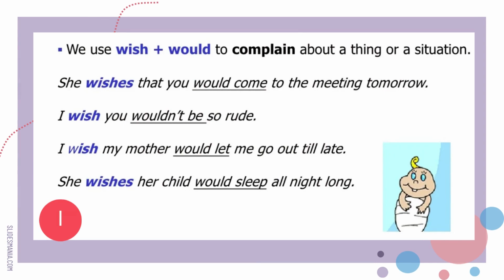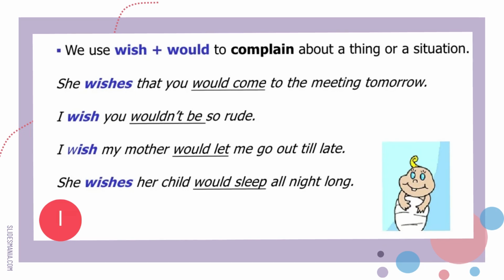We use wish plus would to complain about a thing or a situation. She wishes that you would come to the meeting tomorrow. I wish that you wouldn't be so rude. I wish my mother would let me go out till late. She wishes that her child would sleep all night long.